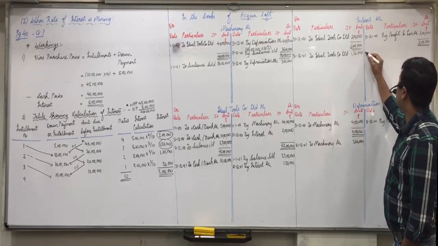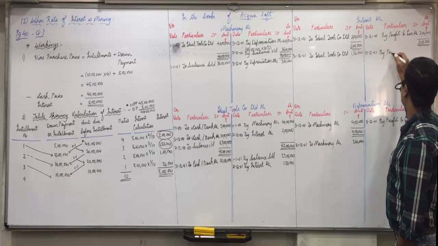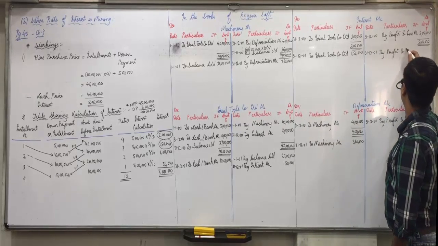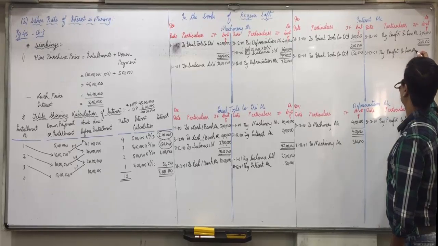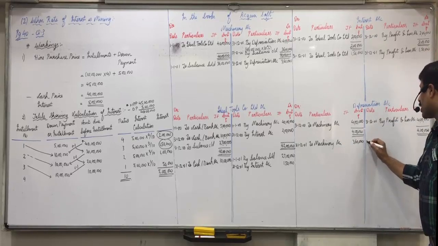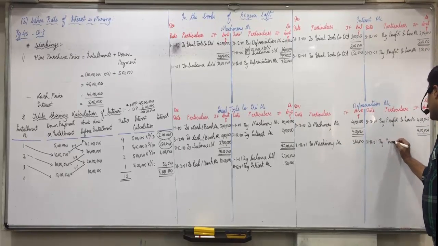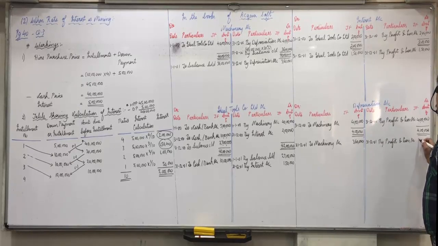Yes, closing entry. So interest account credit side 31/12/01 by profit and loss account, 1,50,000. And depreciation account also credit side 31/12/01 by profit and loss account, 3,60,000. So second year's entries are also done. Did you understand this, everyone?